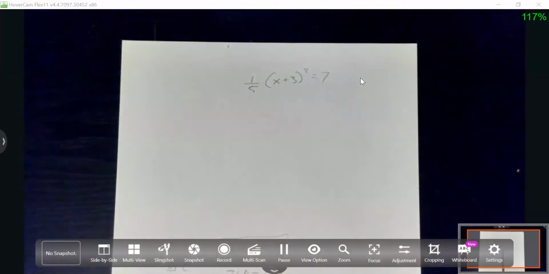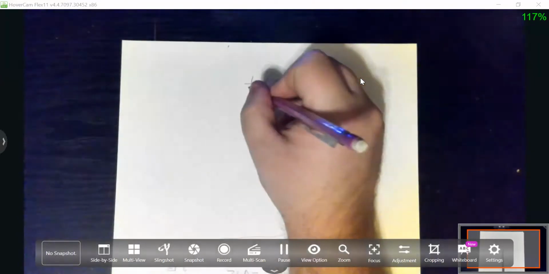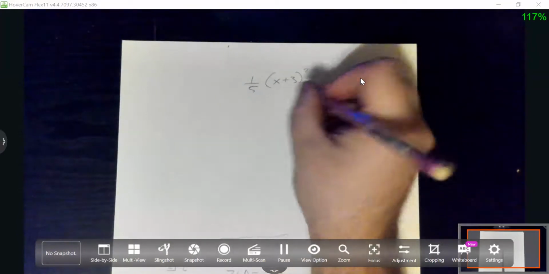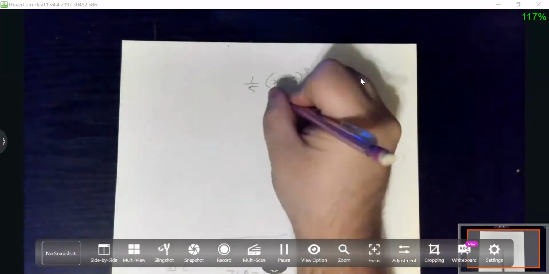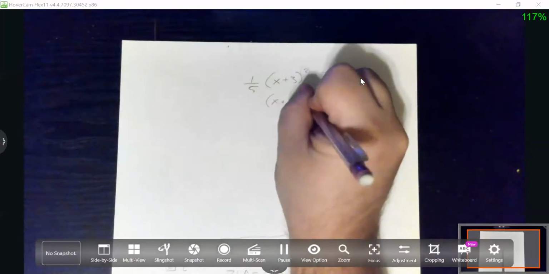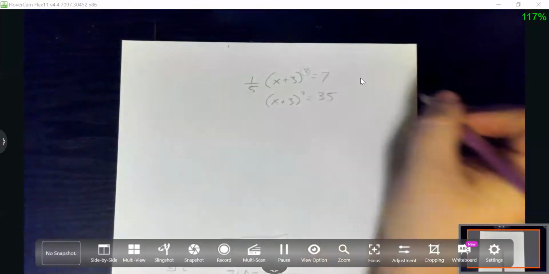That's kind of a weird way to look at it, right? But we still need to solve for x. I can still use a square root to actually solve this. So I can multiply both sides by 5 to get rid of whatever is in front of it, because again, our goal is to solve for whatever is being squared. So this would give me x plus 3 squared equals 35.